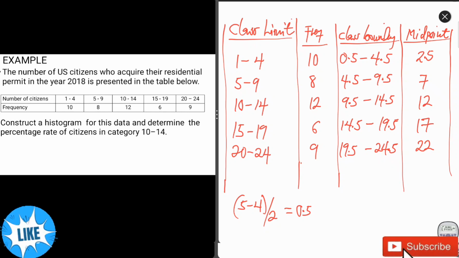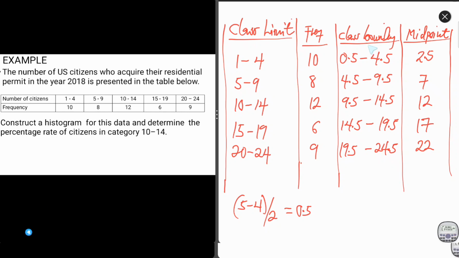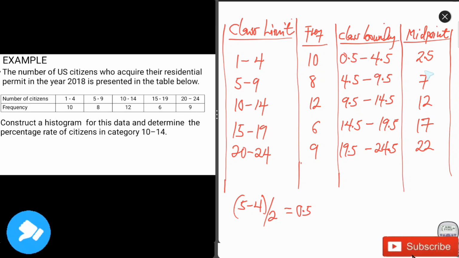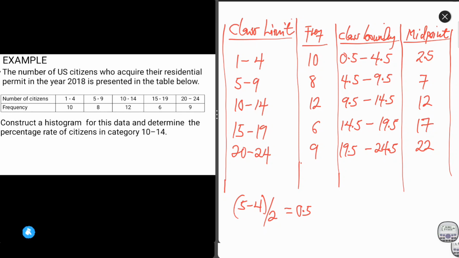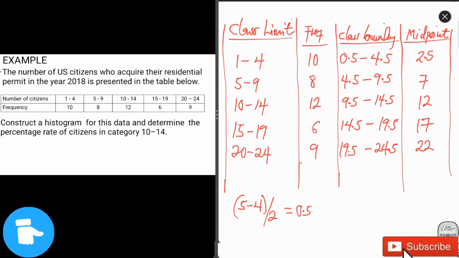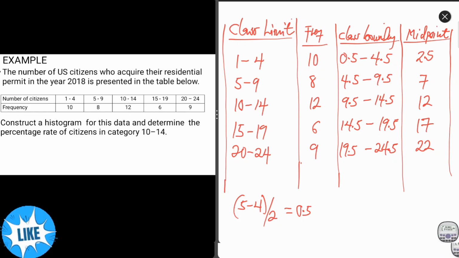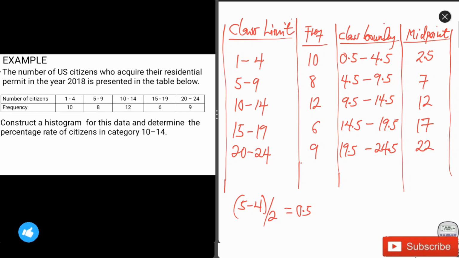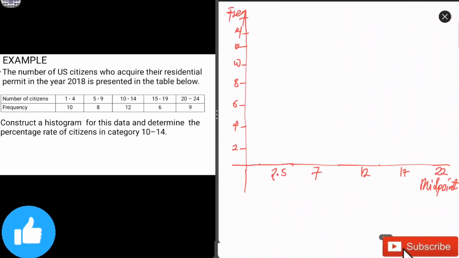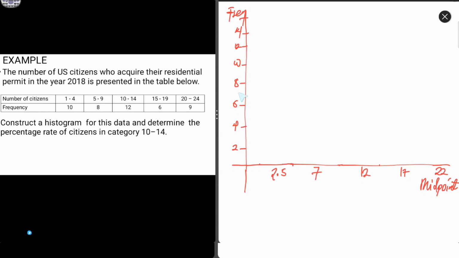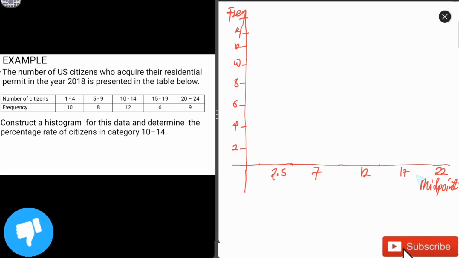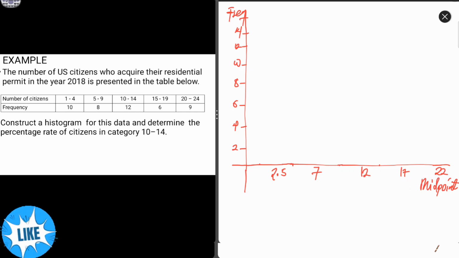So when it comes to drawing of the histogram, you can either choose to use your class boundary or the class midpoint. But if you go by the class midpoint, it makes your work easy and simple. But you can also use your class boundary to construct the histogram. Is that okay? So this is how the diagram is going to look like. You're going to have your vertical axis representing the frequency, and your horizontal axis representing the class midpoint. So you can also use class boundary to represent your x-axis as such, so that you can draw your histogram in this case.